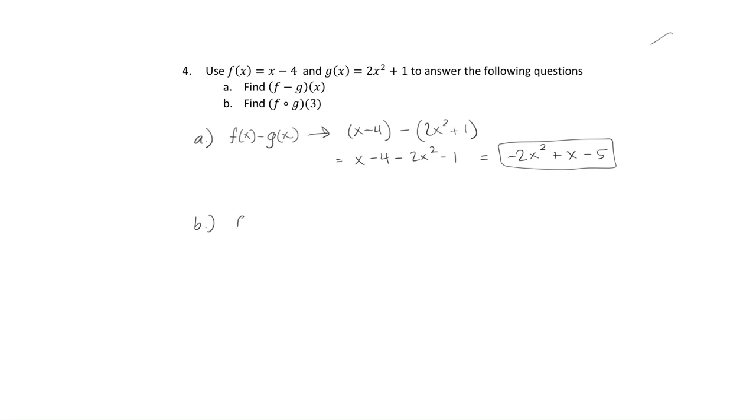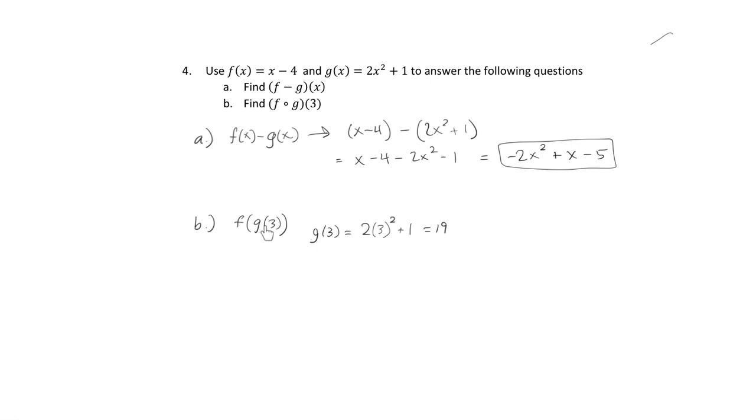For part B, we have f of g of 3. So the 3 as an input is an input for just the g function. So I'm actually going to take this part out, g of 3, and do that first. So g of 3 is 2 times 3 squared plus 1. 3 squared is 9, times 2 is 18, plus 1 is 19. So g of 3 is equal to 19.